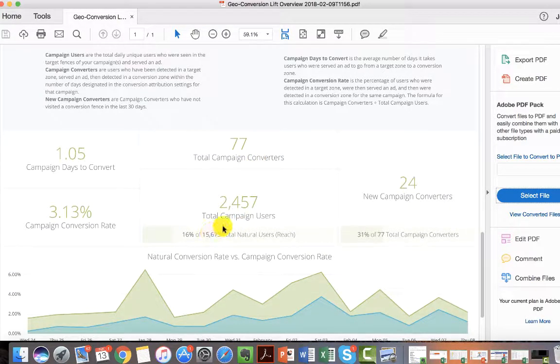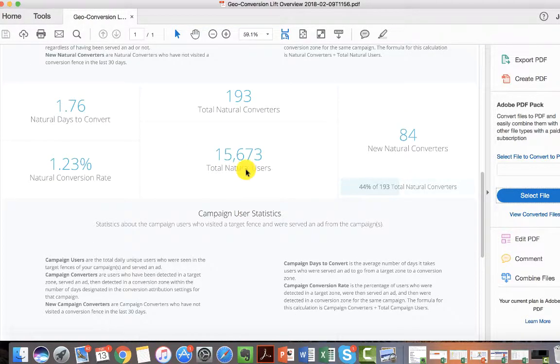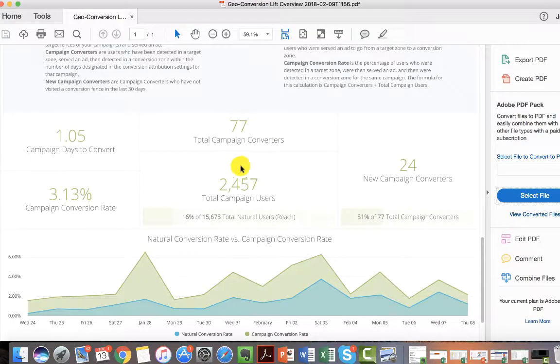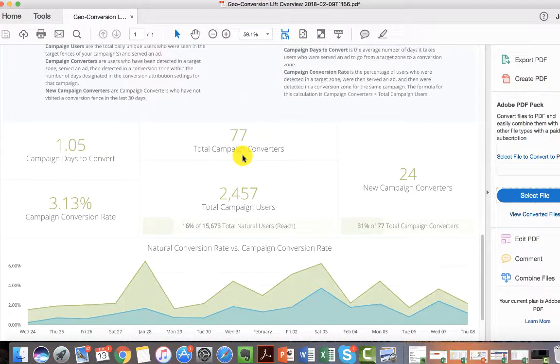I mean, you come down here, you can see that we've really only been able to serve ads to 16% of this total population, which basically tells us that if the client were to increase their ad spend by, let's say, six or seven times, they would really be able to get their message in front of all these individuals that have essentially been inside those different geofence locations that we've targeted on behalf of that client.